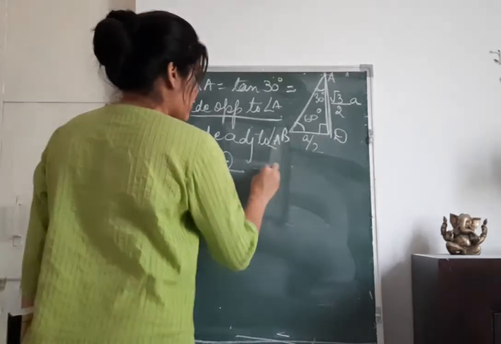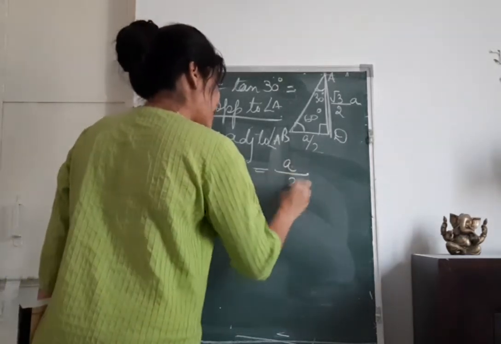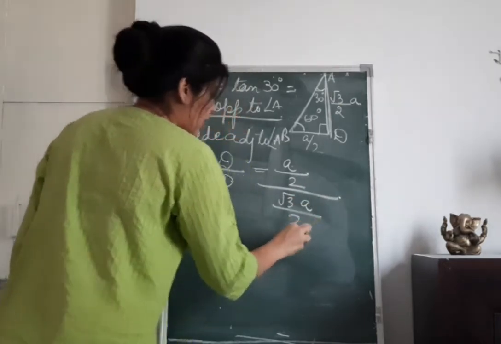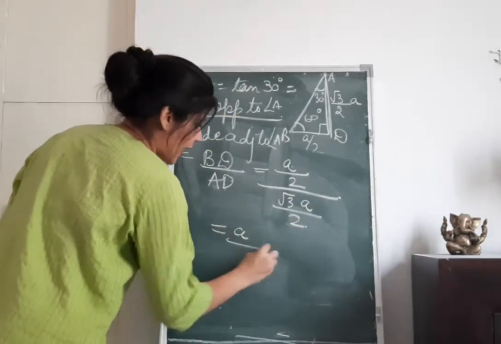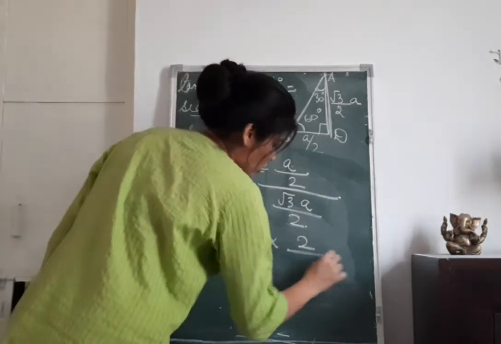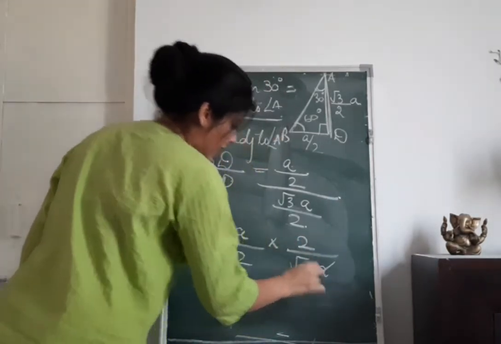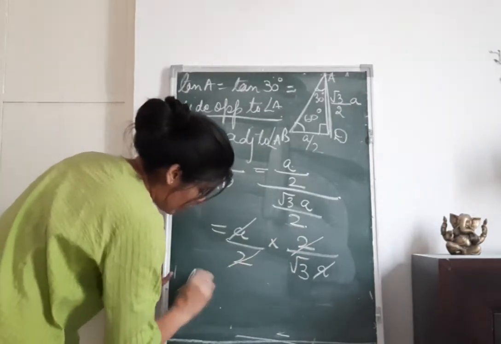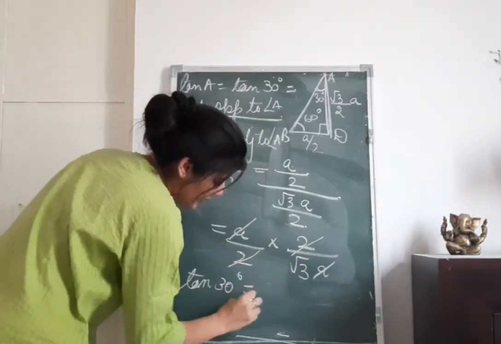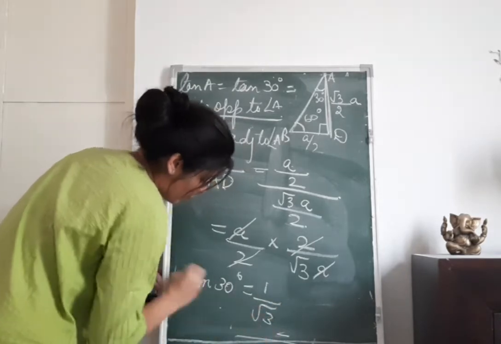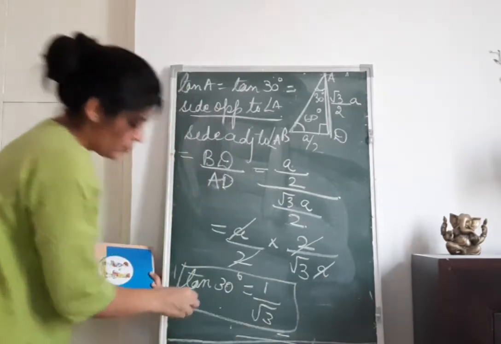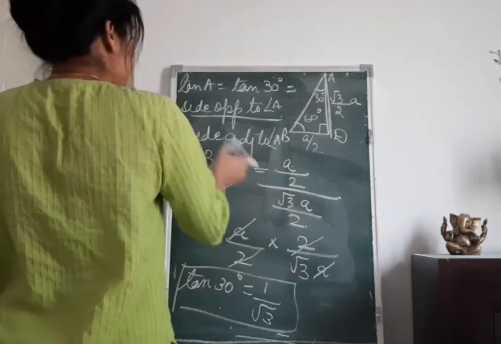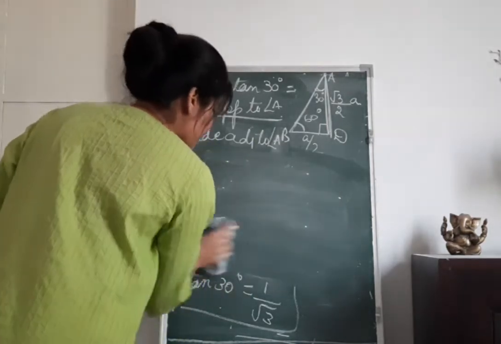And BD is equal to A by 2 upon root 3A by 2. You will solve this. We have A by 2 into 2 upon root 3A. A and A will cancel. 2 and 2 will cancel. That gives me tan of 30 degree as 1 upon root 3. Okay, tan of 30 degree is equal to 1 upon root 3. Now, let's find tan of 60 degree.